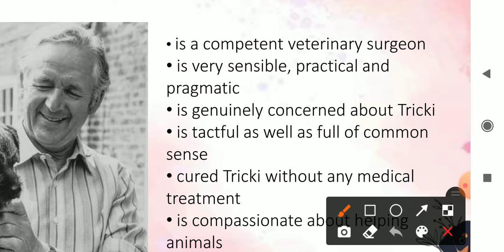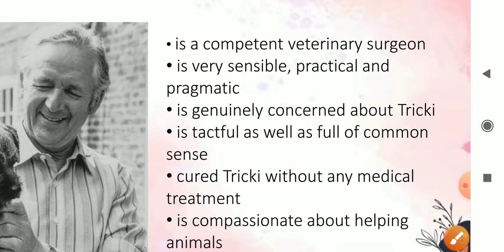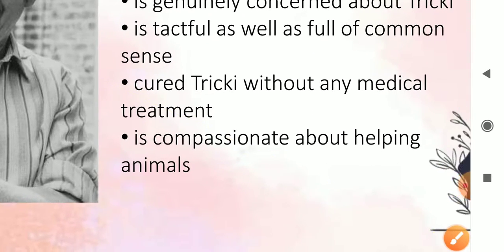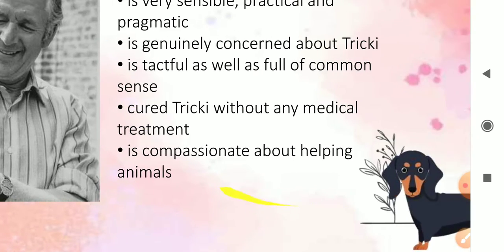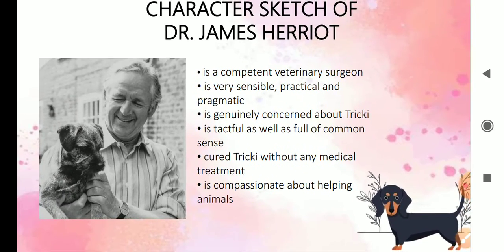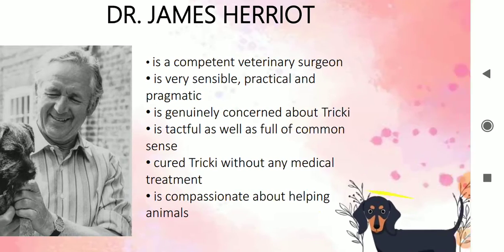He cures Tricky without any medical treatment. Remember, he cures Tricky without any medical treatment. It shows that he was very practical and concerned about the treatment of animals, and very experienced for this. He is passionate about helping animals. He is very passionate towards helping animals. That's the characteristics of James Harriott, the doctor who transformed the dog.